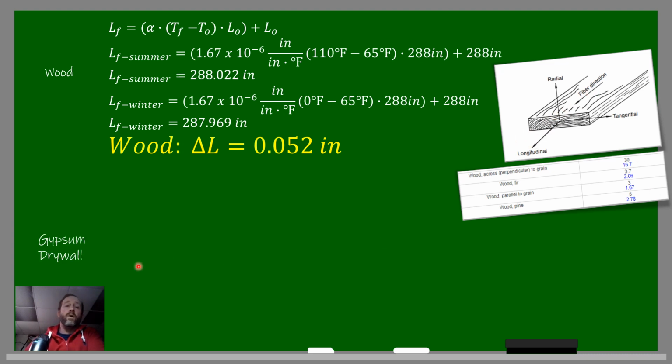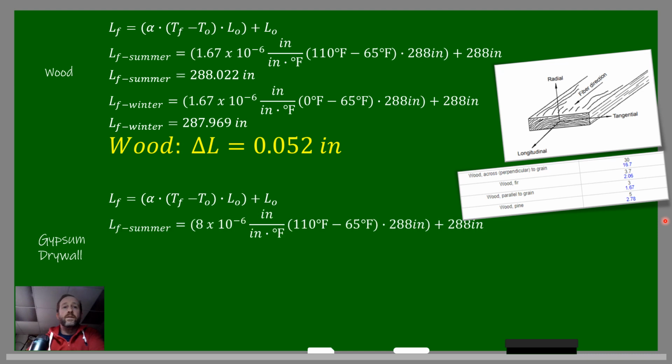So the drywall. Let's do some calculations here. You start out with our original equation, start plugging in some numbers. We're doing the summertime, and it's 110 degrees Fahrenheit, minus 65 to start. We have that 8 times 10 to the negative 6, multiplied by our length of 288, add it to our length. We can see that's increased 0.104, quite a bit more than the wood did there.